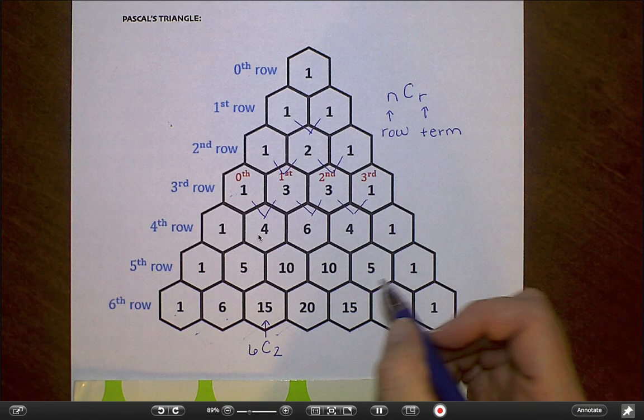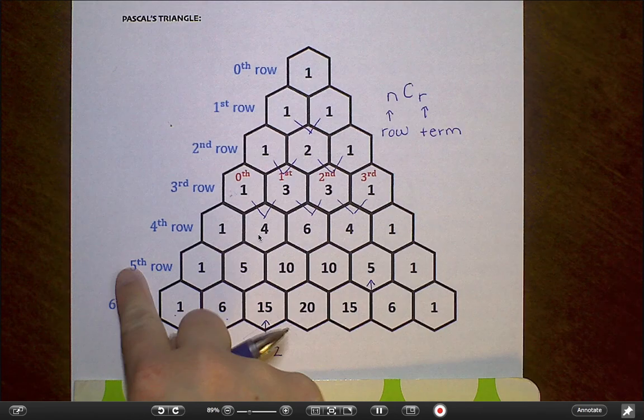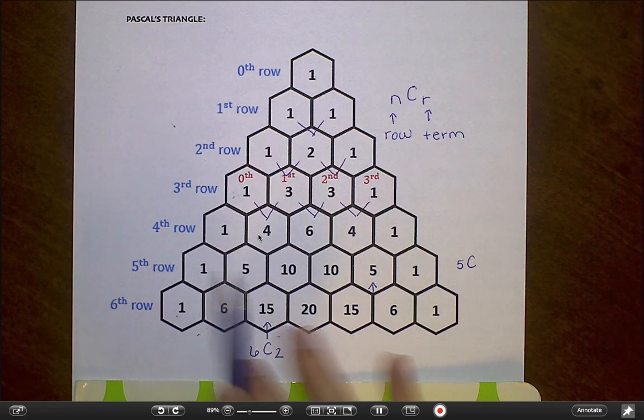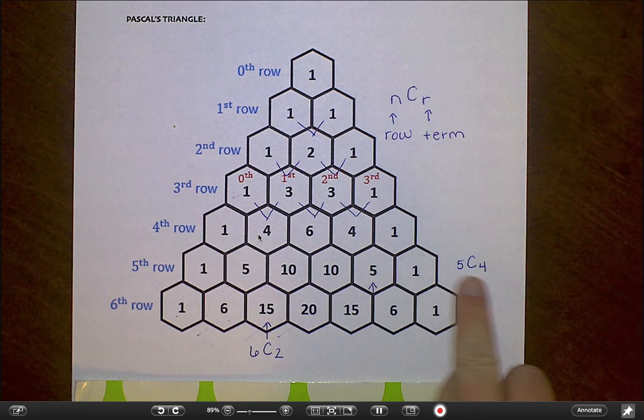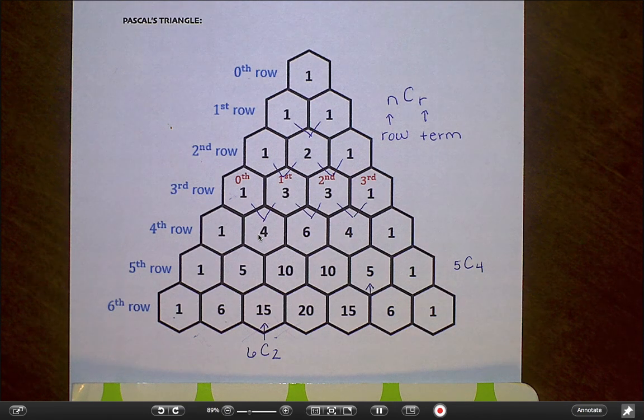So if you wanted to do this term here, that would be row 5, so we would do 5 choose 0, 1, 2, 3, 4. So 5 choose 4. And if you did 5 choose 4 in your calculator, it would come out to be 5. Okay? So we can generate any row of Pascal's triangle we want just using combinations.